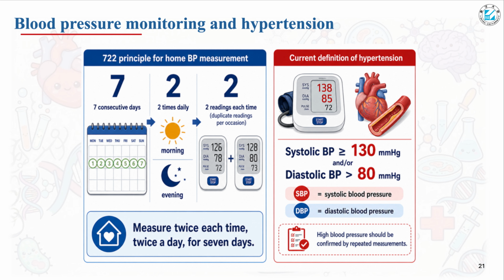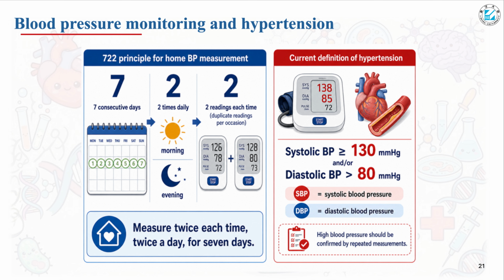The current definition of hypertension is systolic blood pressure of more than 130 mm of mercury and diastolic blood pressure of more than 80 mm of mercury. When we use an electronic blood pressure monitor at home, we should remember that one single reading is not enough. It may be influenced by stress, activity, talking, coughing, or body position. This is why home blood pressure monitoring should be done repeatedly.